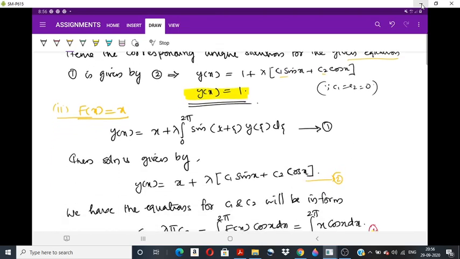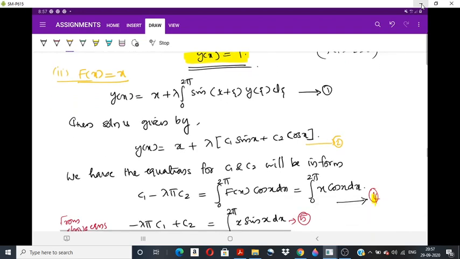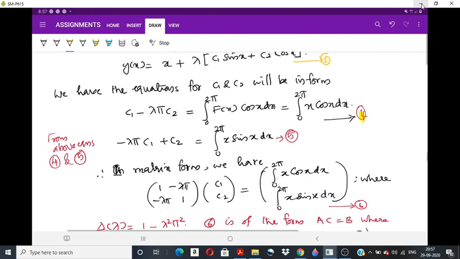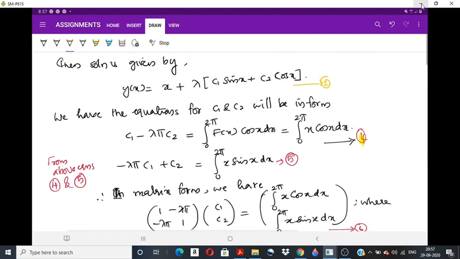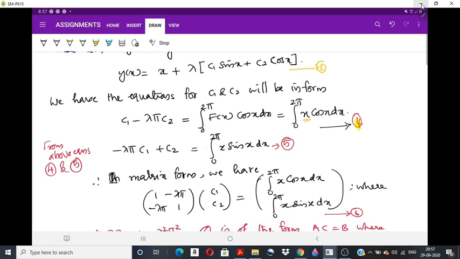Now what happens when f of x is equal to x? In a similar way, we can have equations 4 and 5 as C1 minus lambda pi C2. The right side will be integral 0 to 2 pi f of x into cos x dx, and in equation number 5 the right side function, here f of x means x.